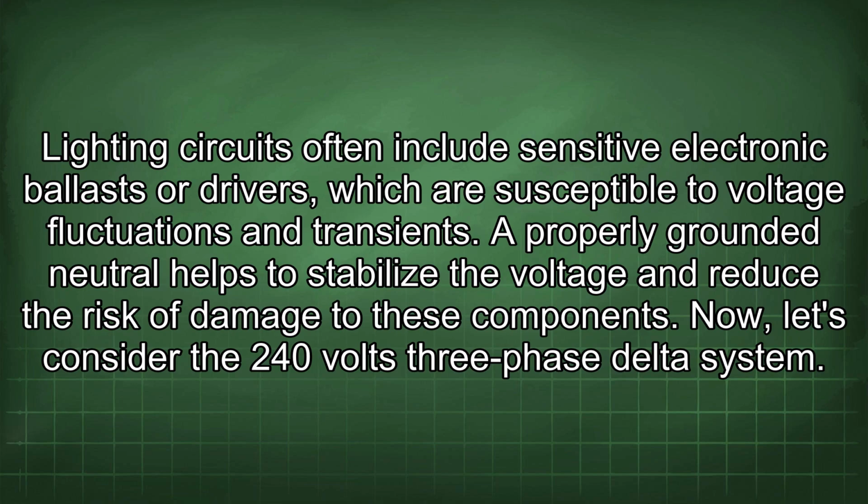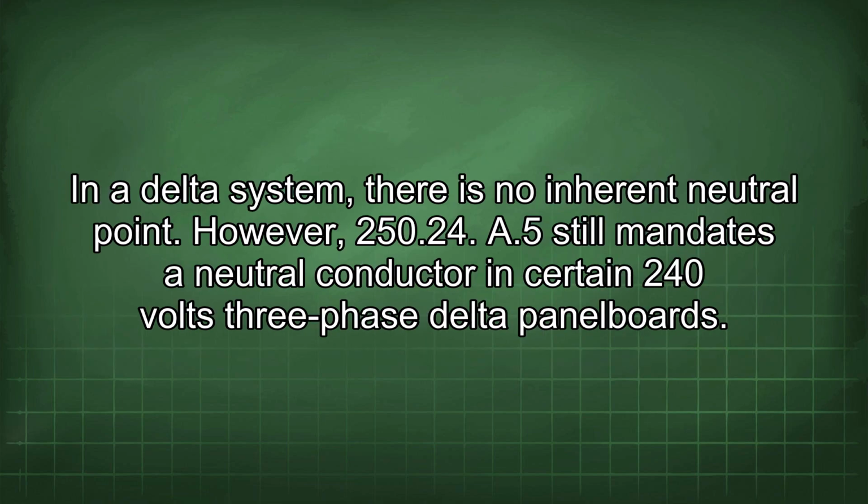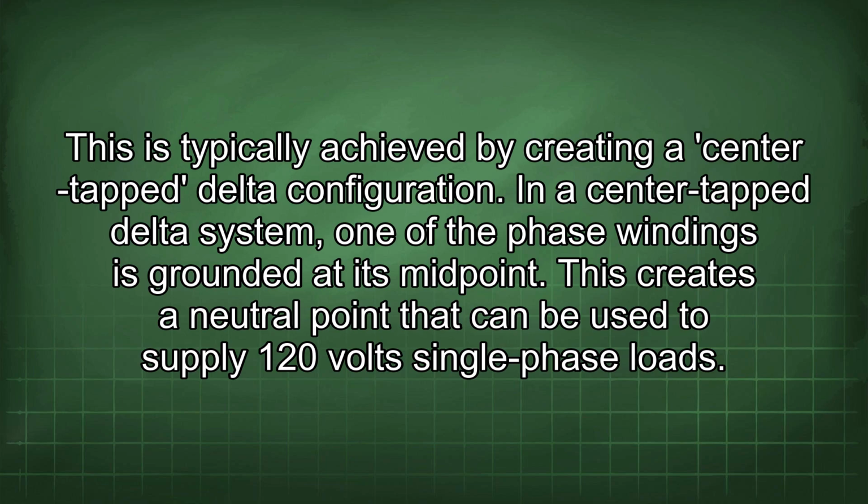Now let's consider the 240 volt 3-phase delta system. In a delta system, there is no inherent neutral point. However, 250.24(A)(5) still mandates a neutral conductor in certain 240 volt 3-phase delta panel boards. This is typically achieved by creating a center tap delta configuration. In a center tap delta system, one of the phase windings is grounded at its midpoint. This creates a neutral point that can be used to supply 120 volt single-phase loads.